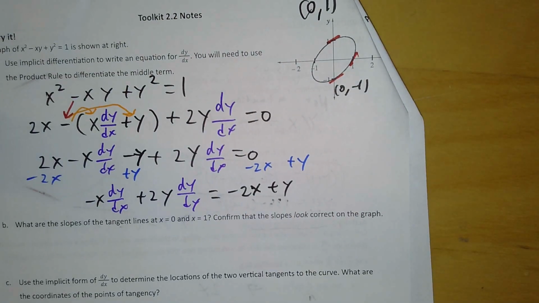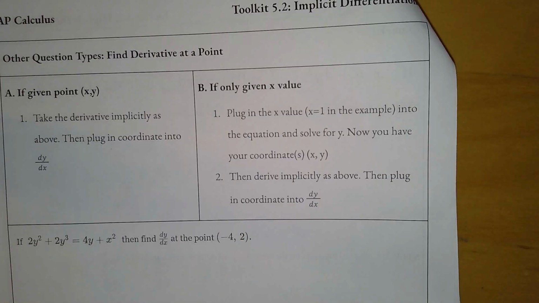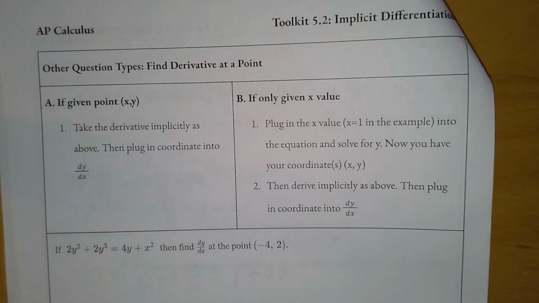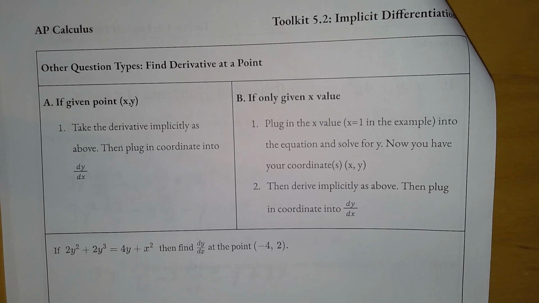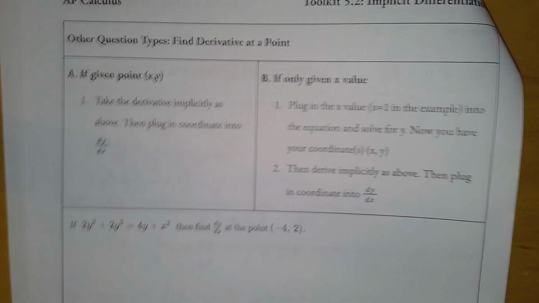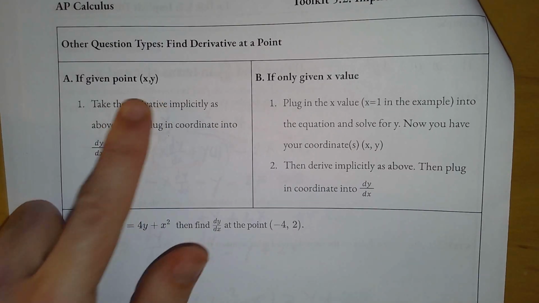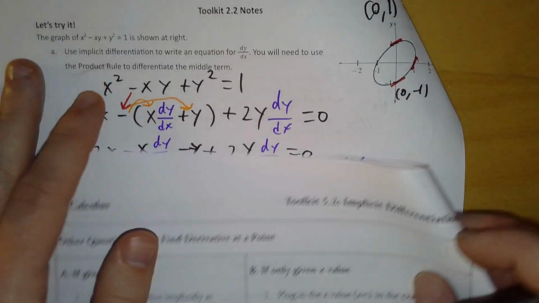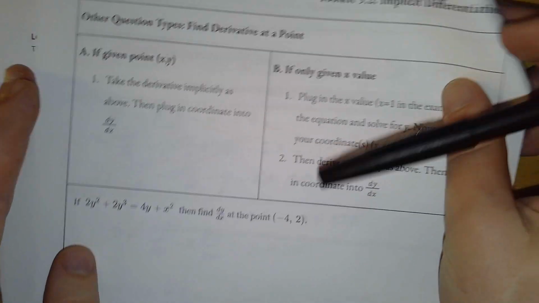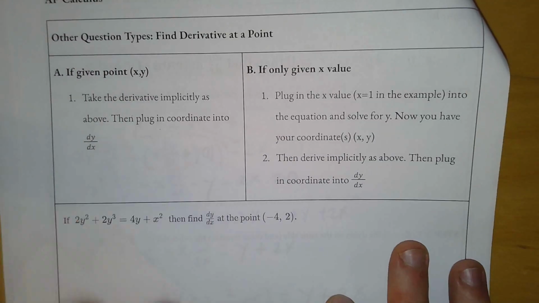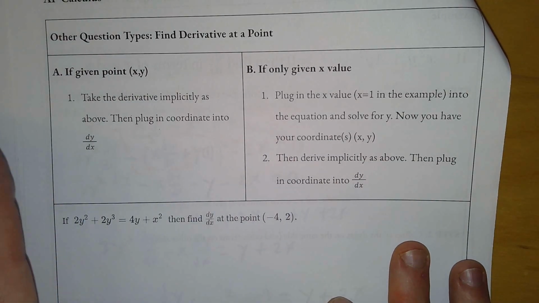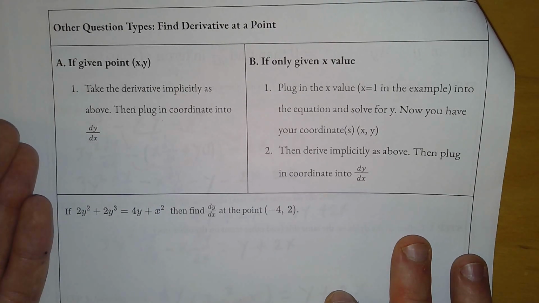So going to the notes for just a moment here, I'm on page 6 of the notes. This is the other question type that you'll get, which is to find the derivative at a point. A very common one is that you're given that point. See how I just got those points, 0, -1, and 0, 1. All you do is take the derivative implicitly, like we did before, and then we plug in that coordinate. That's all it is.